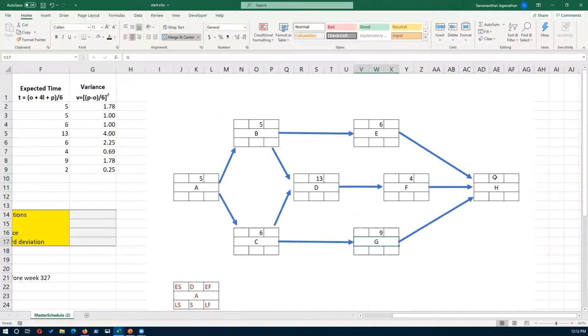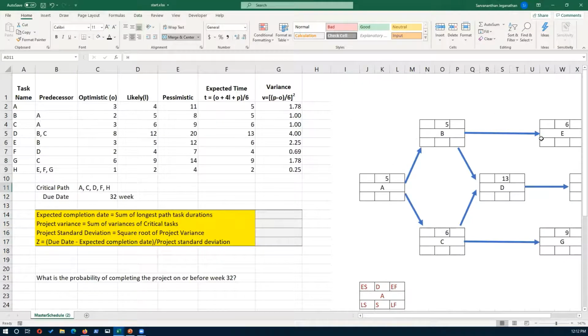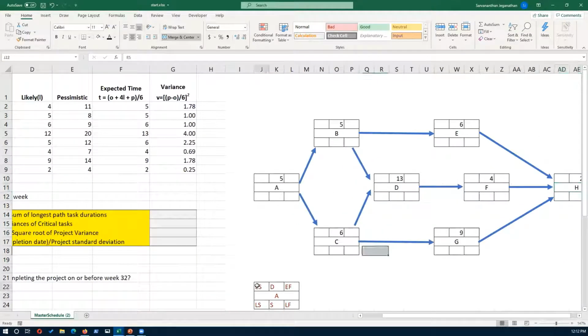and H is 2. Now once you have the durations, we can quickly do a forward pass to find the early start time and early finish time. We have the duration here, early start time and early finish time. We can find out using the forward pass. So we start by 0 here is the first task. 0 plus 5 is 5. And we can transfer this early finish time of the predecessor as the early start time. So it's 5. 5 plus 5 is 10. And this again is 5. 5 plus 6 is 11.